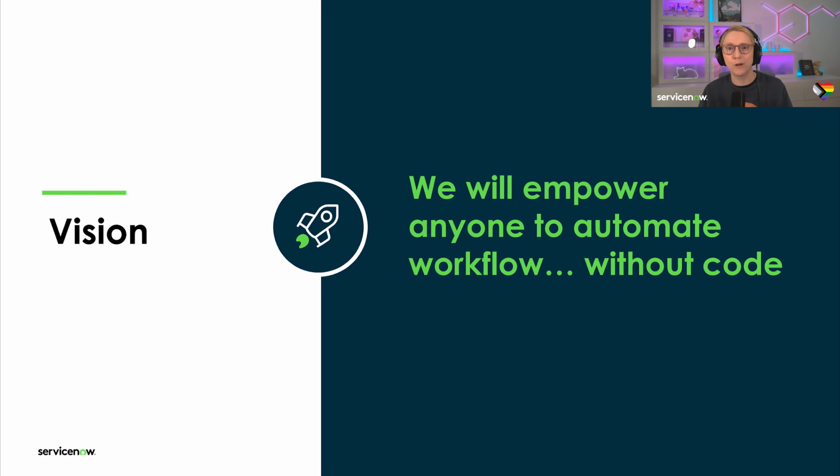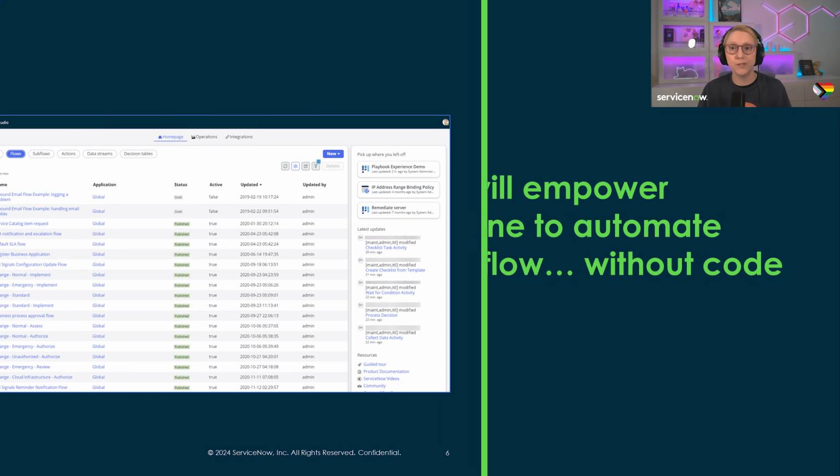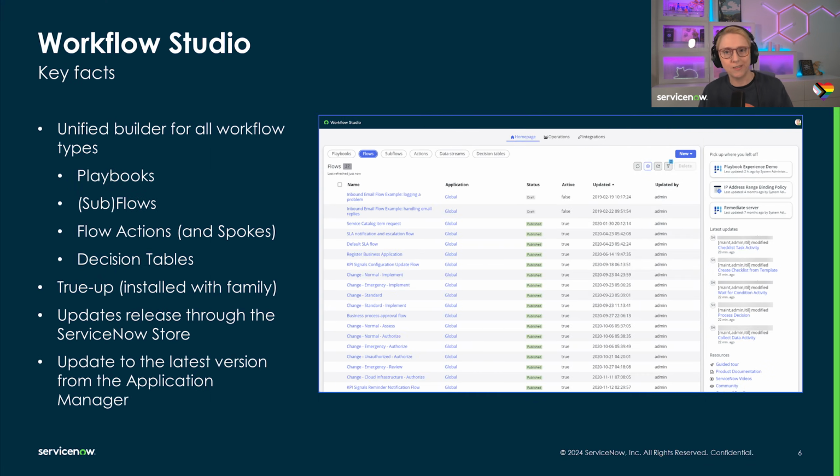Decision tables are part of our workflow automation toolset, and when we talk about workflow automation, we always want to strive towards our common goal, which is to empower anyone to automate workflows even without code. In the past couple of years, we've introduced several purpose-built workflow solutions to build workflows on the Now platform. It started with Flow Designer, and we added Process Automation Designer and Decision Builder in the past couple of years. With the Washington, D.C. release, we're introducing Workflow Studio to bring all of these core platform capabilities into one builder.